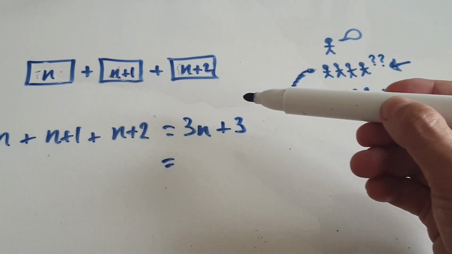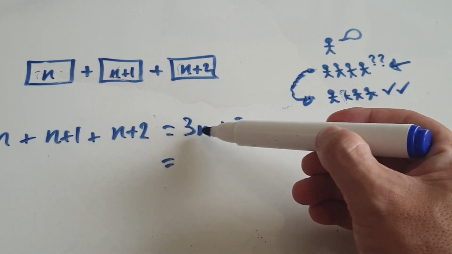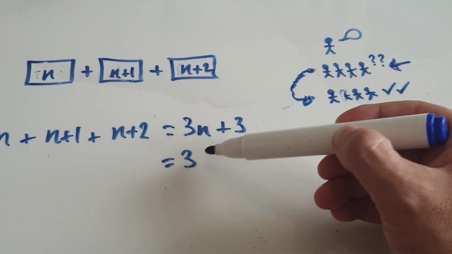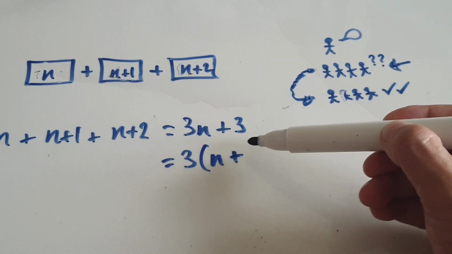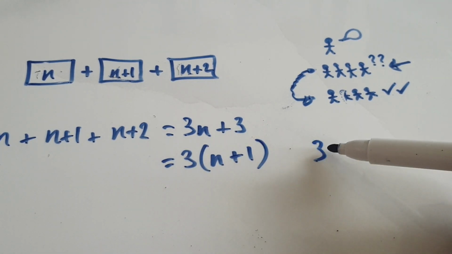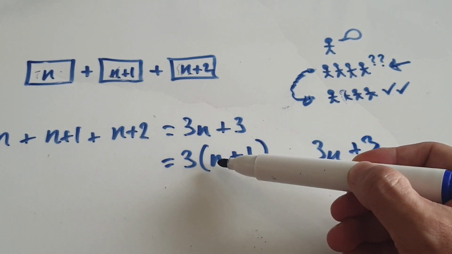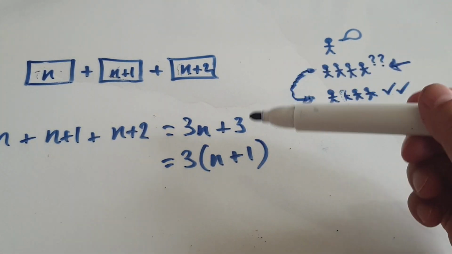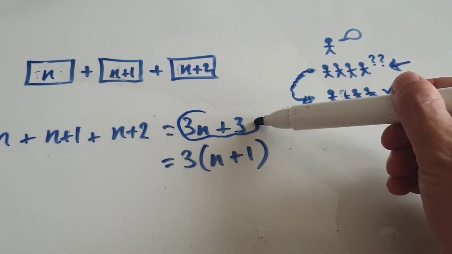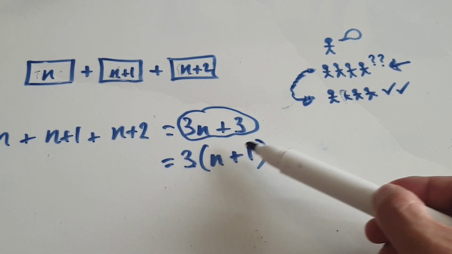Now, to show that that is divisible by 3, let me just factor out the 3 first, because 3 is in common, so you can actually factor it out like this. Because look, 3 times n would be 3n, 3 times 1 would be 3. So this is exactly the same as this. By looking at this, you can tell that this number will be divisible by 3. If you can write it like this, it will be divisible by 3.